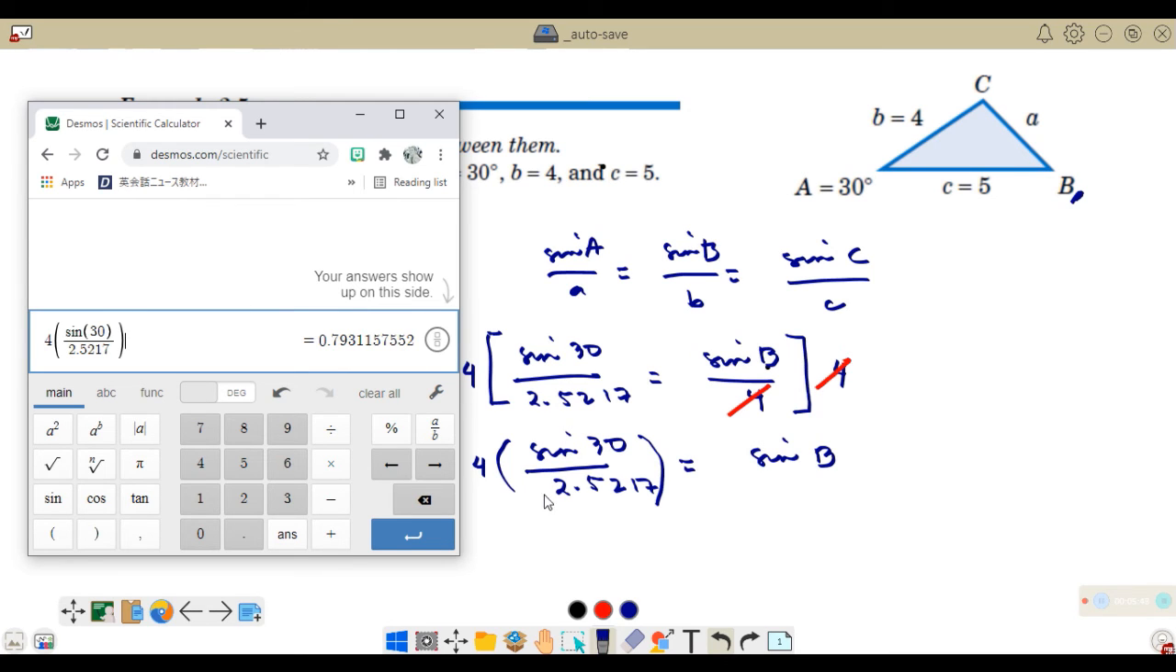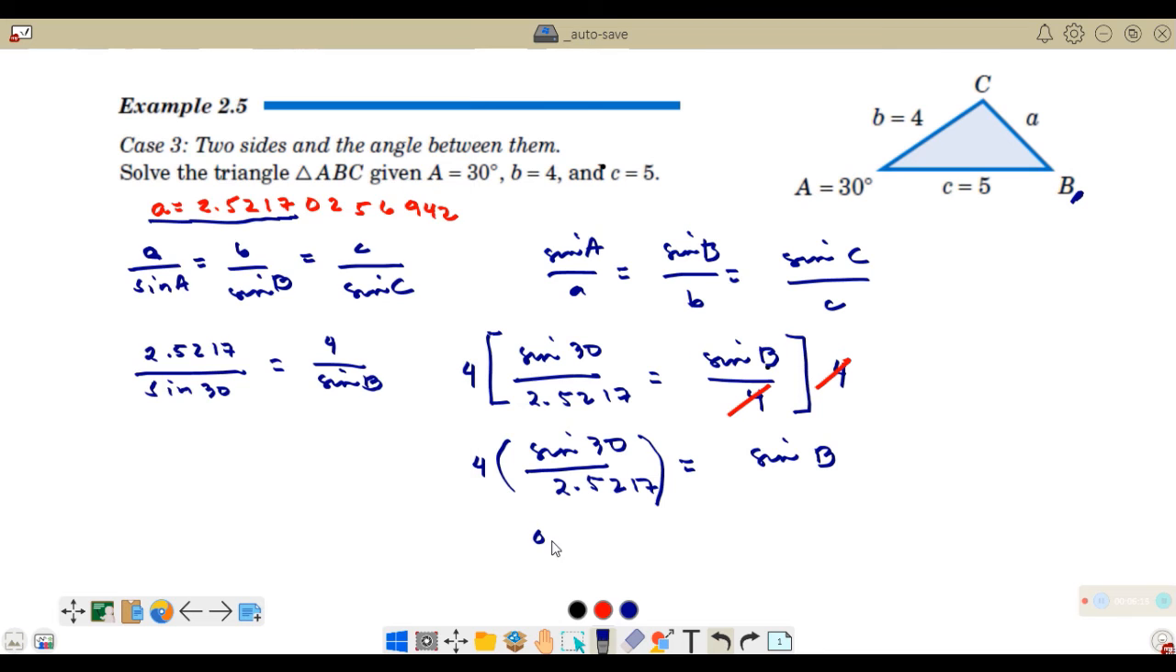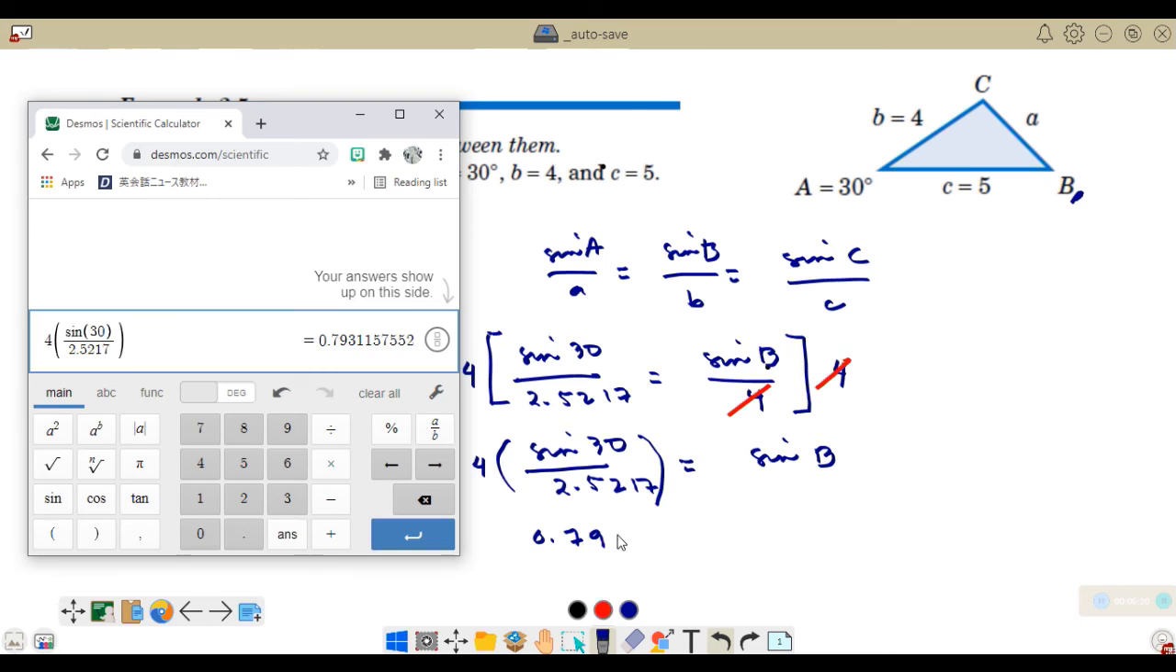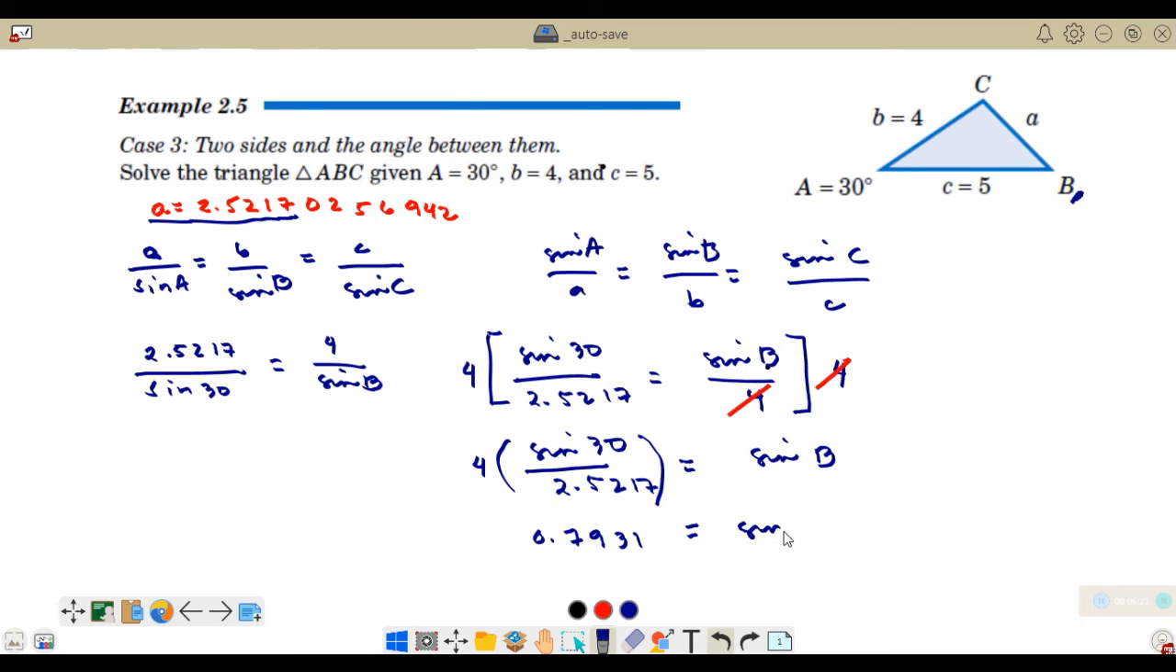I will not write all of it, because, as I said, I prefer a value closer to the exact value. So we will use this number itself. We are going to make use of all of these digits in the next operation. So, what I will write is only 0.7931 here, but for the computation in the calculator, I will use all of them. So, we have 0.7931 is equal to sine B.